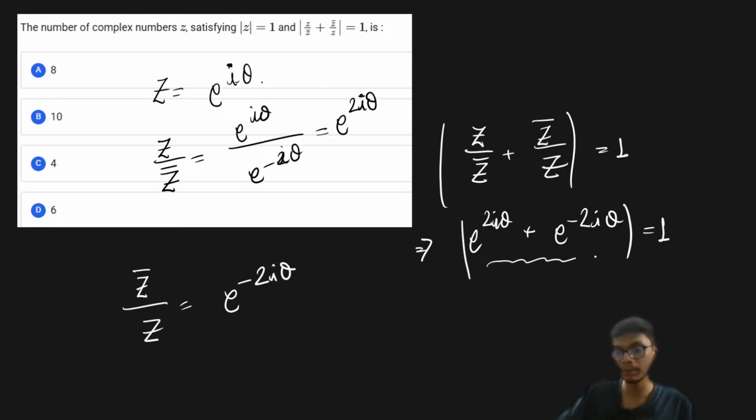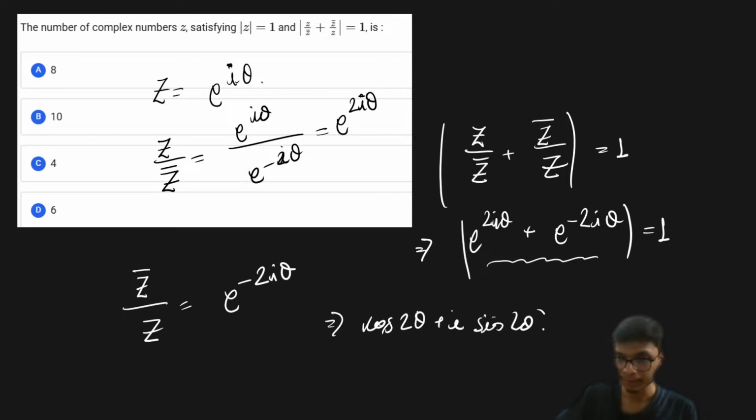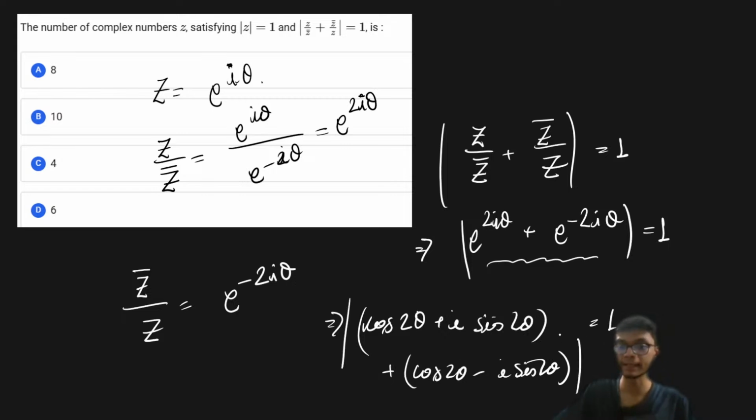Now from here you can simplify in terms of cos and sin. This part will give you the result as cos 2θ + i sin 2θ, plus cos 2θ − i sin 2θ, and that particular modulus is going to be equal to 1, right? That is what is mentioned.